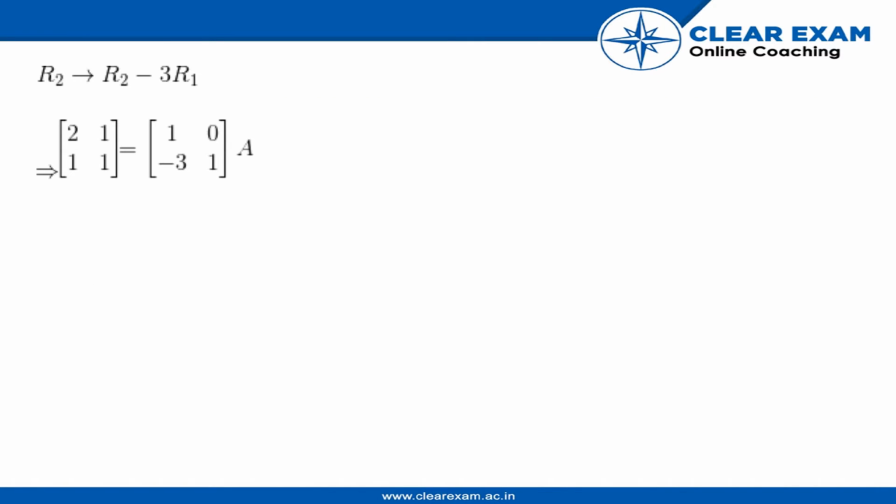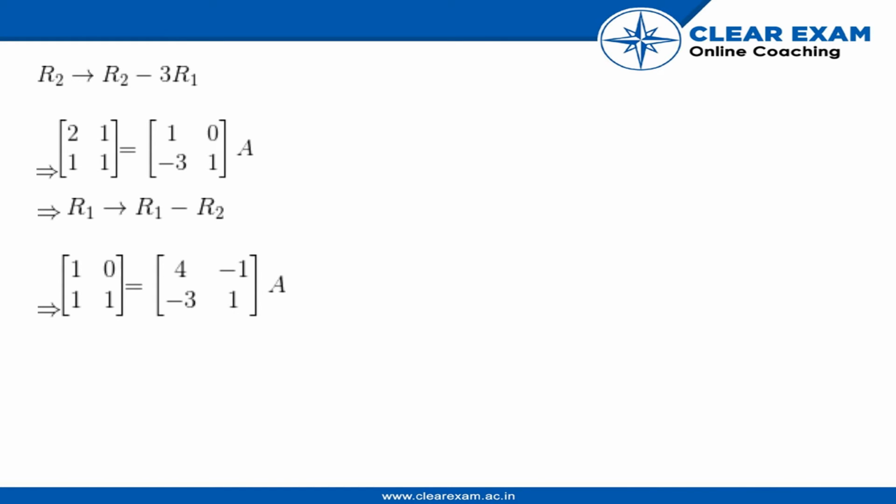Now performing the operations, we'll multiply row 1 with 3 and subtract it from row 2. So we'll get [2, 1; 1, 3] is equal to [1, 0; -3, 1] into A. After that, we'll subtract row 2 from row 1. After subtracting row 2 from row 1, we'll get 2 minus 1 is 1 and 1 minus 1 is 0. So [1, 0; 1, 1] is equal to [4 -1; -3, 1] into A.